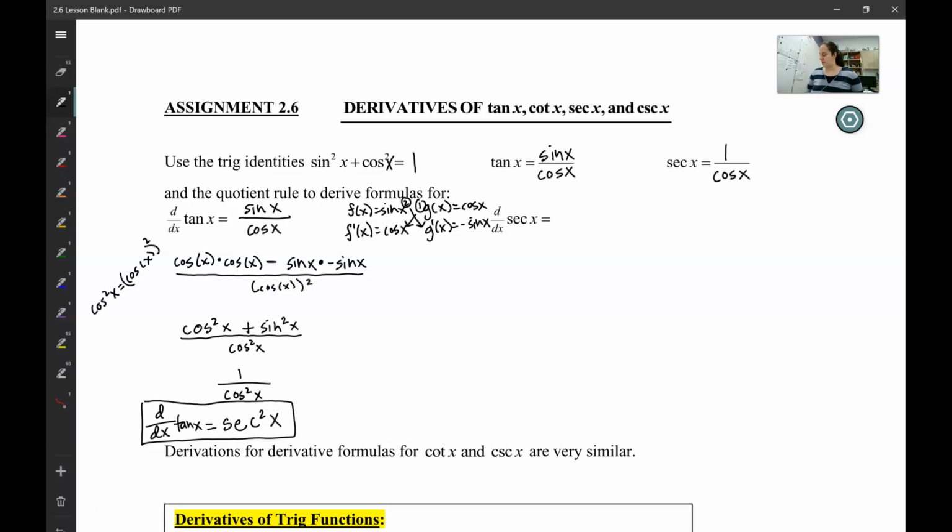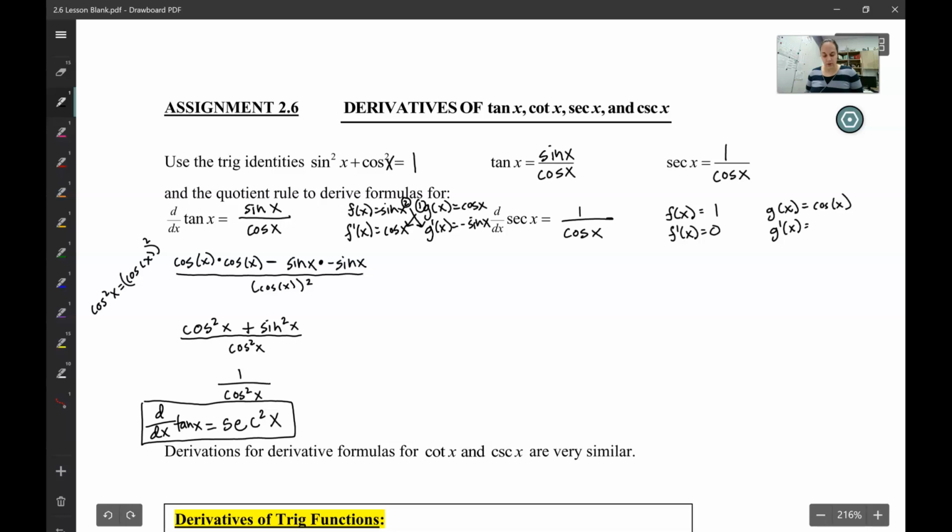Now let's do something similar for secant of x. We're going to use our identities to change secant to 1 over cosine of x. And now we're going to use our quotient rule again. So f of x is going to be 1. G of x is going to be cosine of x. So then f prime of x is 0. G prime of x is going to be negative sine again. And now we do our quotient rule.